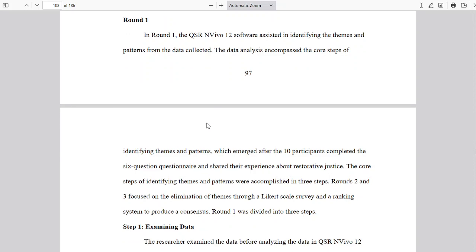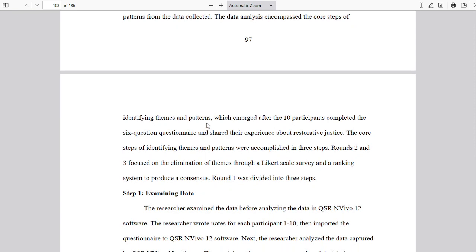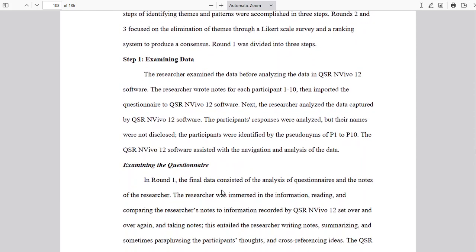Themes emerged after the 10 participants completed the 6 questionnaire survey and showed their experience about restorative justice. The core steps to identifying themes and patterns were accomplished in 3 steps. Then round 2 or round 3 focused on the elimination of themes through a Likert scale survey and a ranking system to produce a consensus. So round 1 was divided into 3 steps. The first step was analyzing the data.